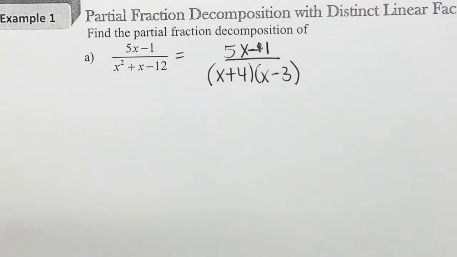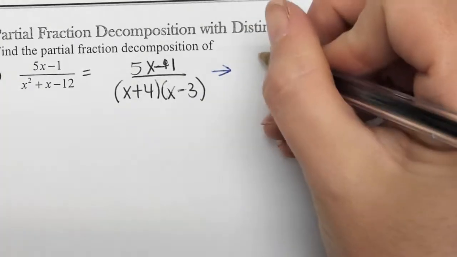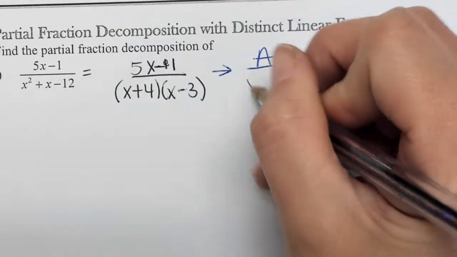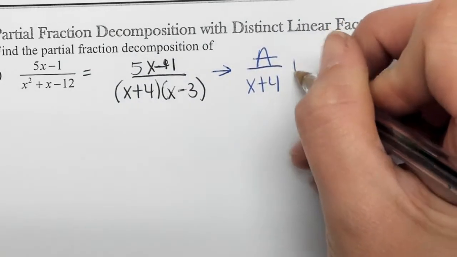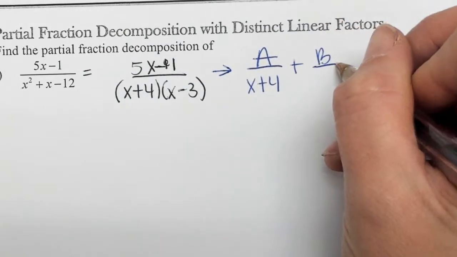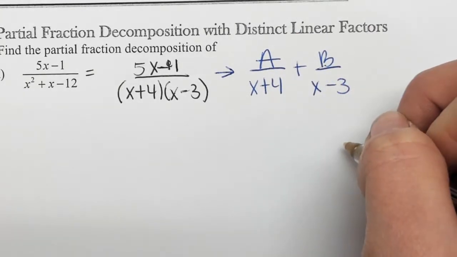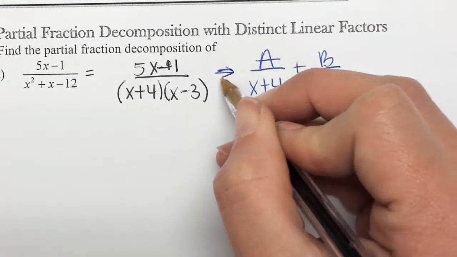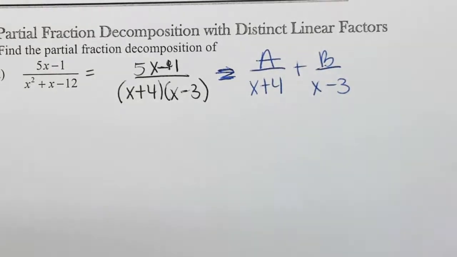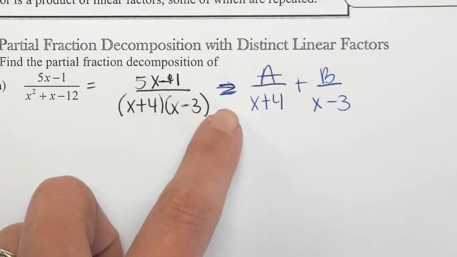So when we break this rational function up, it's going to look like this: some number over the first factor, x plus 4, plus some number, and I'll put b for that, over x minus 3. We have to figure out what a and b are. And make that an equal sign, I'm sorry.